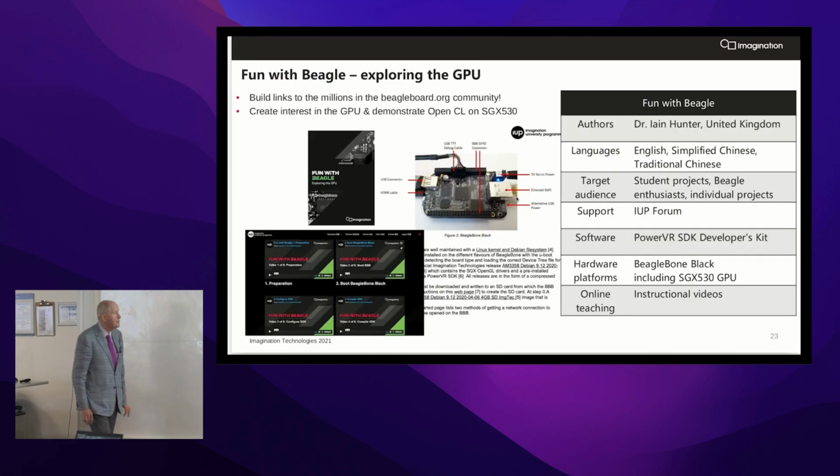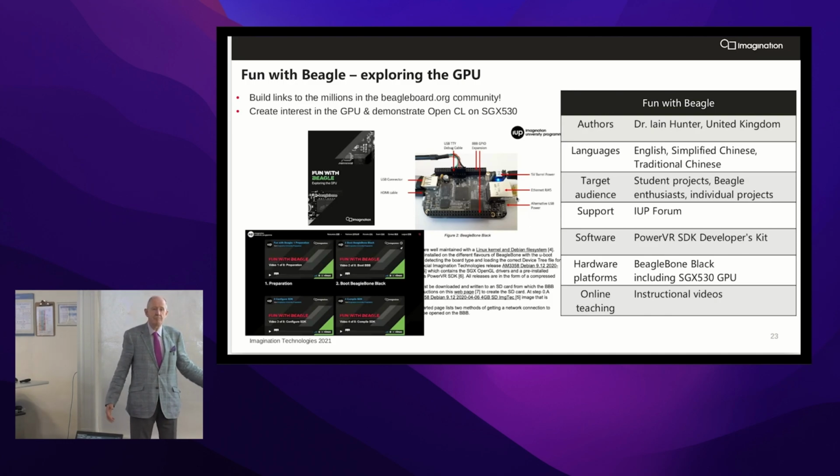Okay, we've also taken the Beagle board, which is one of the earliest examples of our GPUs getting into everyday use. The original BeagleBone Black has our SGX 530, 5th generation GPU, very old GPU, but very, very widely known.